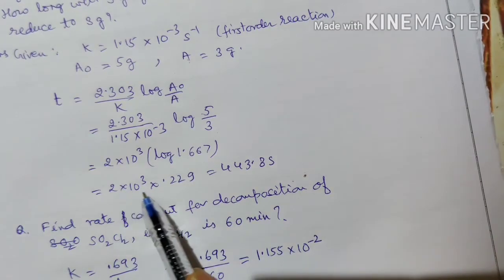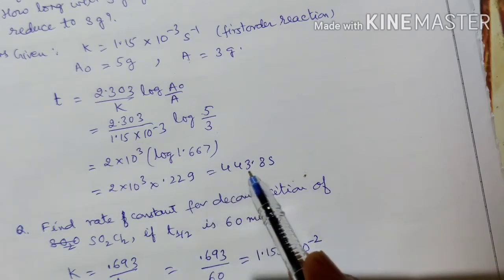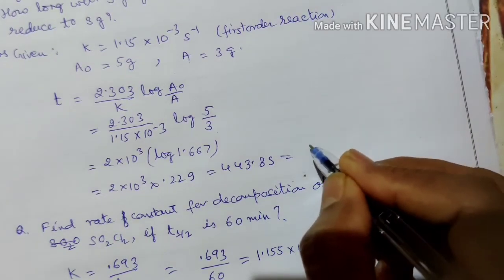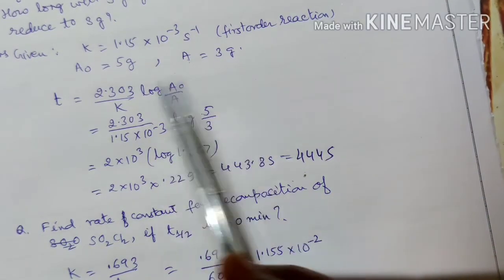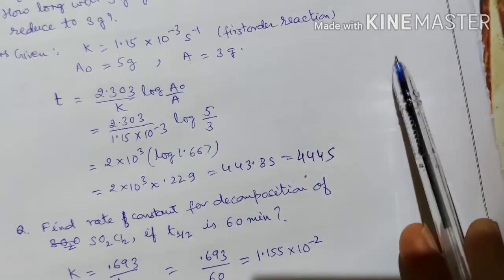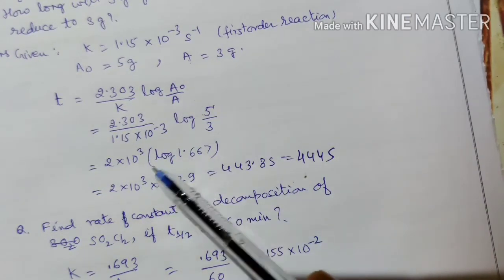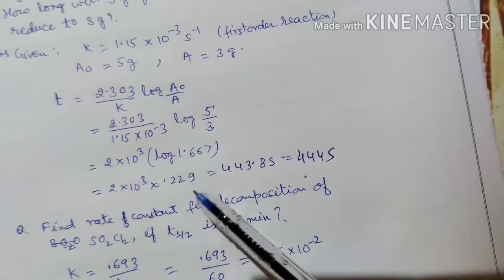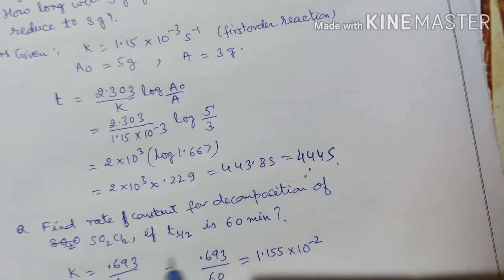So it is equal to 2 into 10 to the power 3 into 0.229, this is equal to 443.8 second, or you can write it is 444 second. So this is on the basis of the values given. Specific rate constant is given, the initial concentration of the reactant is 5 gram, and the concentration after time t is 3 gram, and when you put the values here and solve it, the answer will be 444 second.